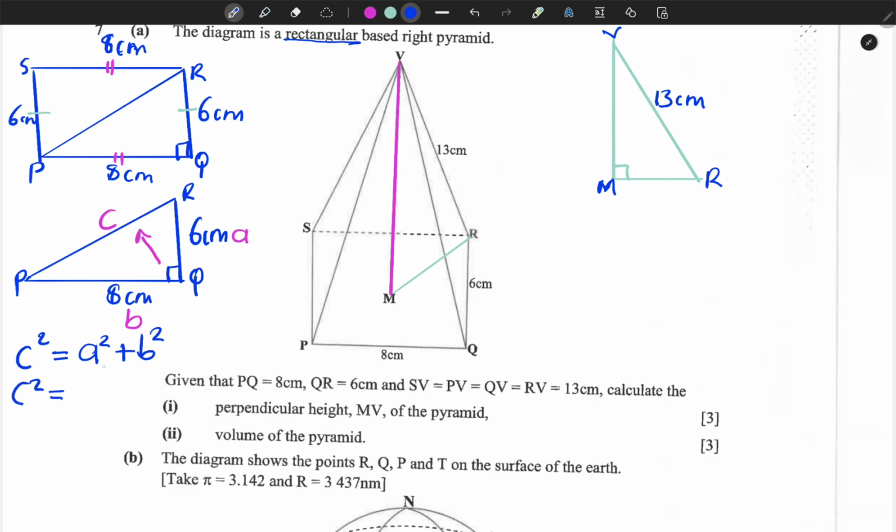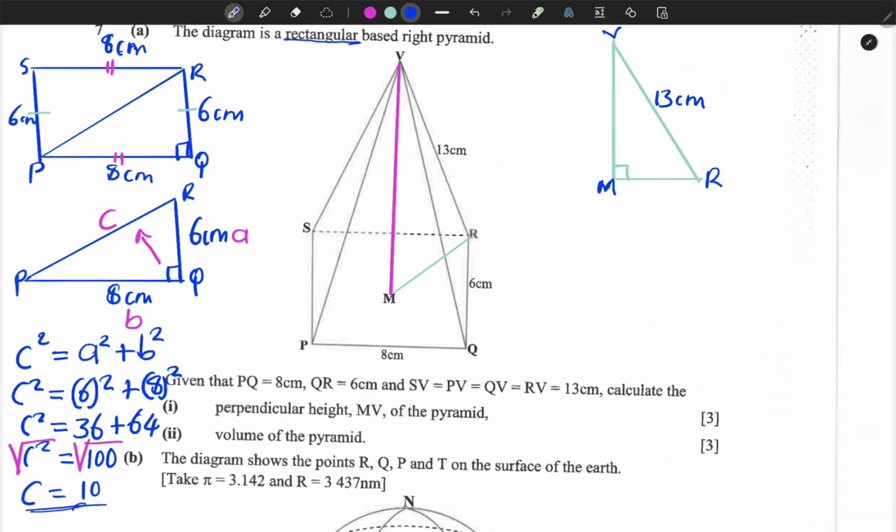So C squared is equal to, what's our A? Our A is 6 centimeters, plus our B is 8 centimeters. So C squared is equal to 6 squared, which is 36, plus 64. If we add, we get 100. Then to get rid of the squared, we introduce the square root on both sides. So C is equal to 10 centimeters. So this is the distance that we have.